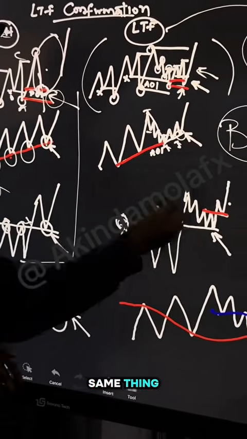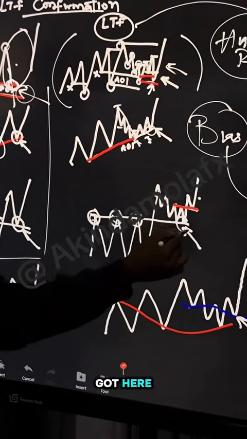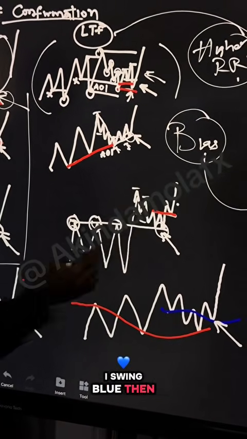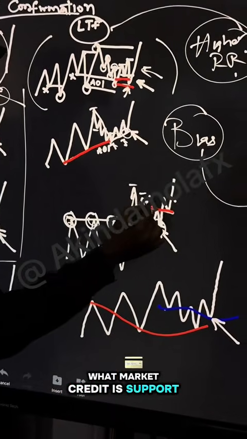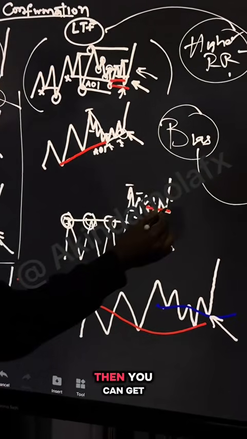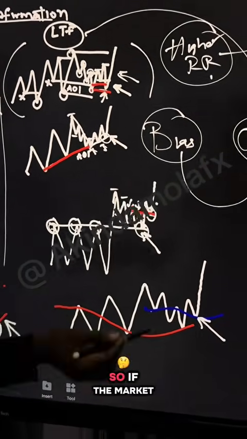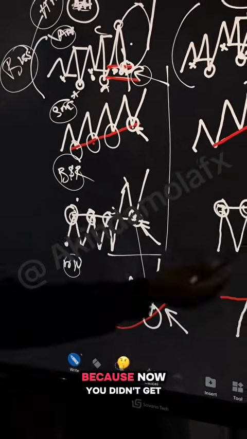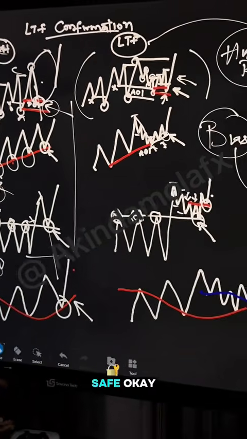So on a lower time frame, what do you have? The same thing. But when the market got here, you can see the market has a swing high, swing low, swing high, swing low. Then what? The market created a support. The market broke out on a lower time frame. Then you can get your entry from here. So if the market just comes here and comes down, you won't have lost any money, because you didn't get this confirmation. Now your money is safe.